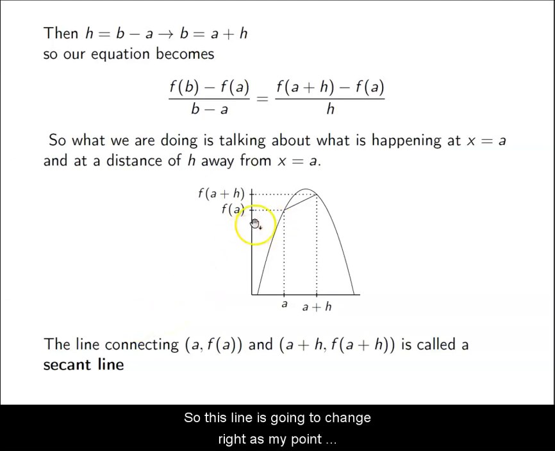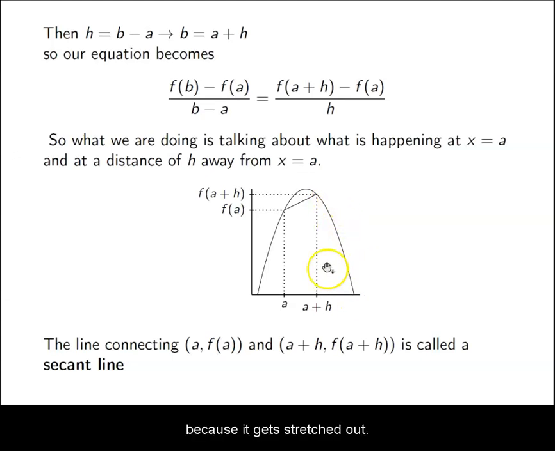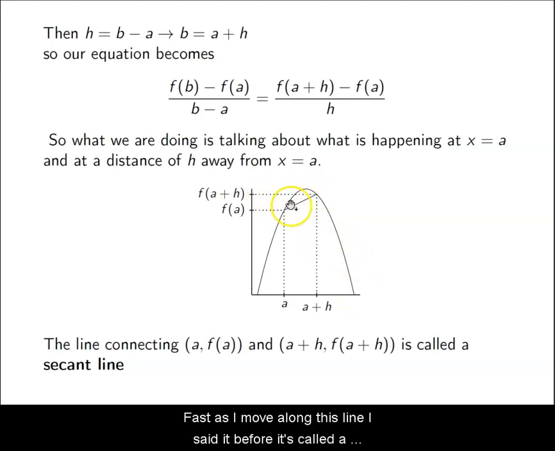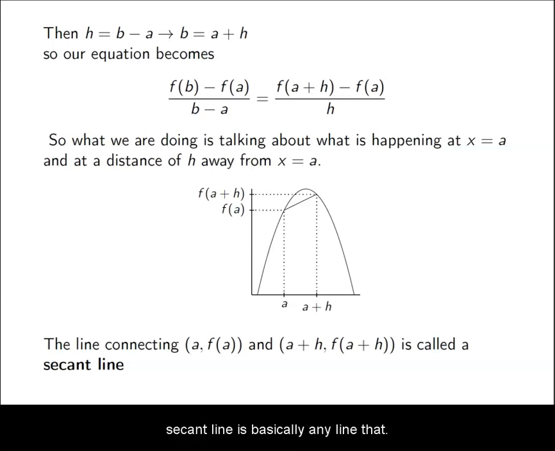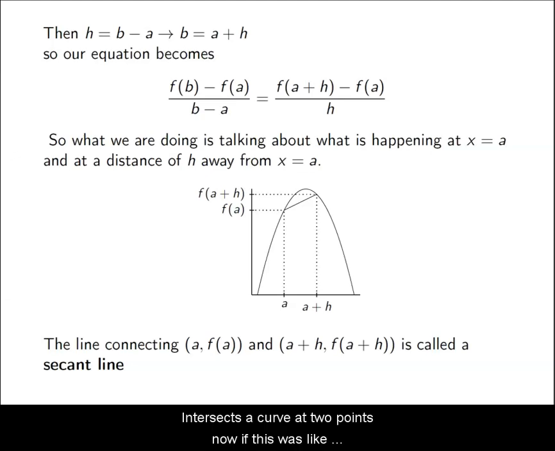Okay. So this line is going to change, right? As my point moves along my curve, my slope here will get more and more positive or more and more negative because it gets stretched out and compressed as I move along this curve, right? This line, I said it before, is called the secant line. Now, I know you know secant from your studies of trigonometry. There is a relationship there, just like there is for the tangent function and what we call a tangent line. So the secant line is basically any line that intersects a curve at 2 points.